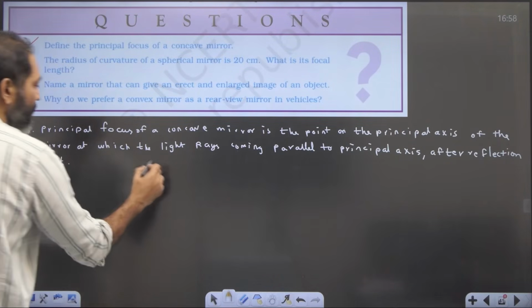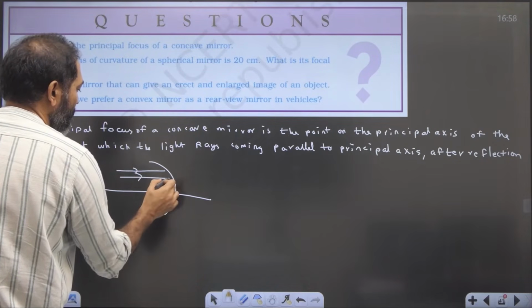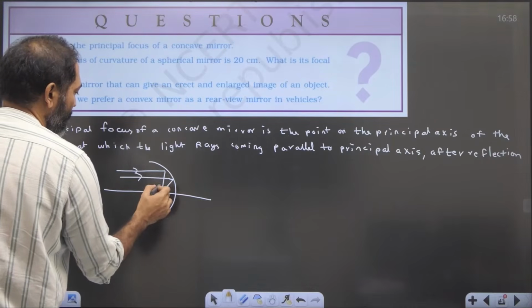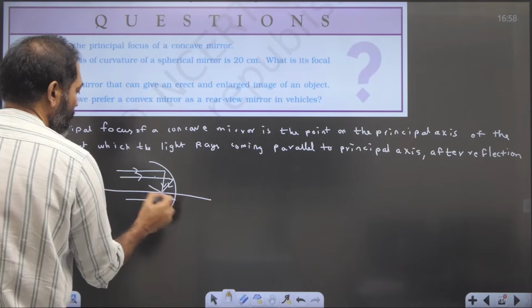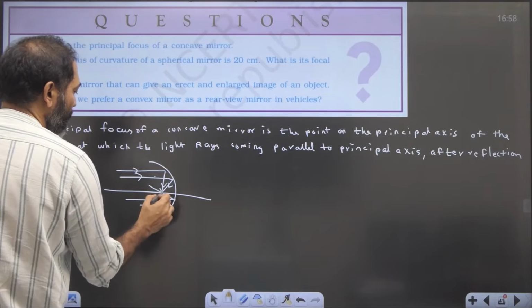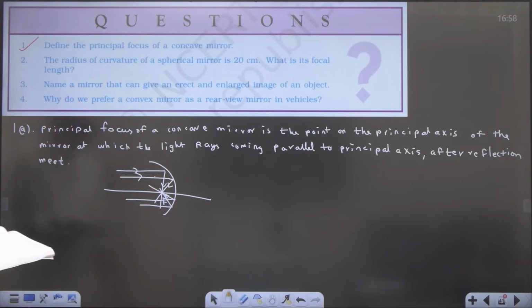So what happens? This is concave mirror. These are the parallel rays. After reflection, they meet at this point. So this point on the principal axis is called what? Principal focus. This point on the principal axis is called principal focus in the case of a concave mirror.